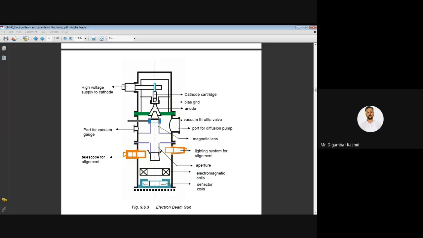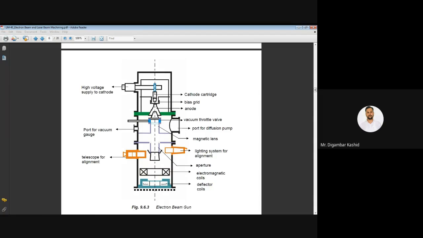Here the cathode is generally made up of tungsten. Don't forget. Such cathode filaments are heated with the help of the high voltage lead, and that temperature may be around 2500 degrees Celsius.